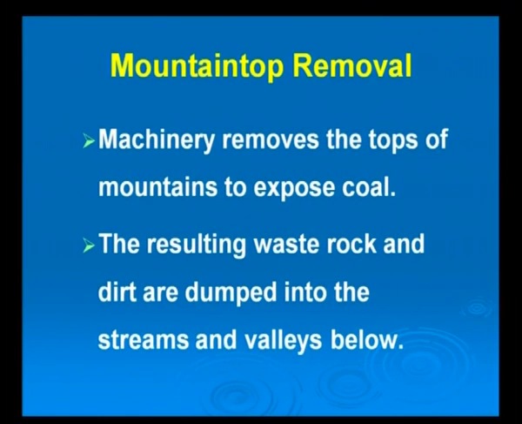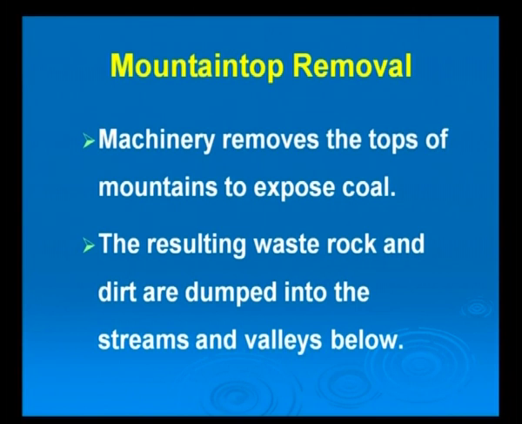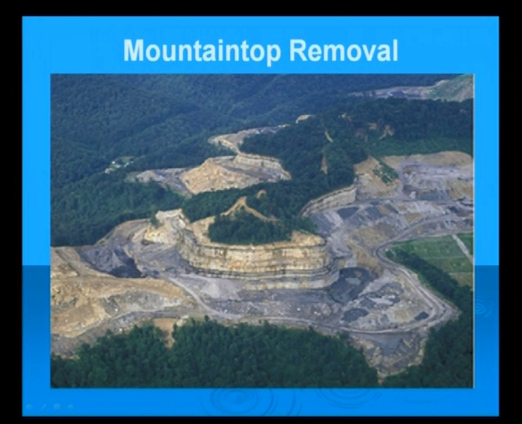And the fourth one, that is the mountain top removal. The machinery removes the tops of mountains to expose coal. The resulting waste rock and dirt are dumped into the streams and valleys below. So, in this the mountain top is totally removed, and from there the coal is extracted, and all the rubble is thrown away into the valley. And so, this is the major problem with this kind of mining. And see, here the top is totally removed, and the rubble is thrown into the valleys.